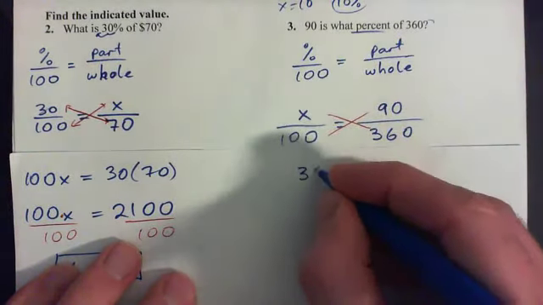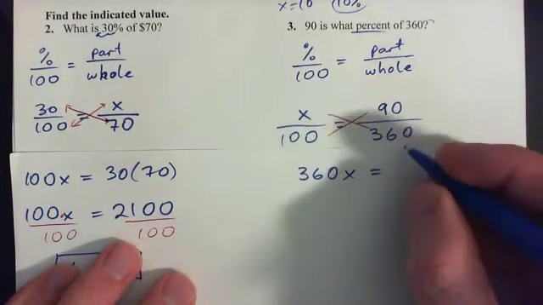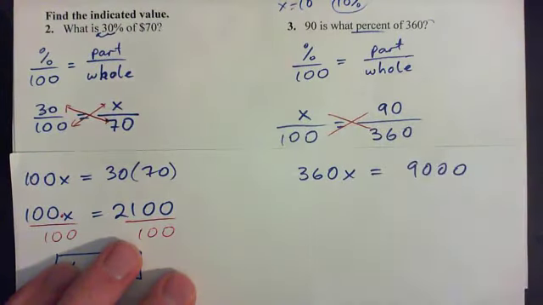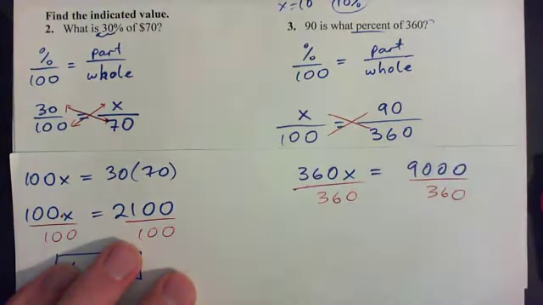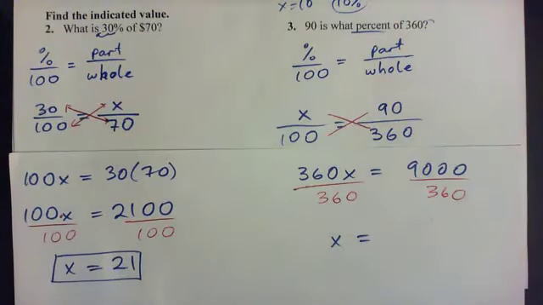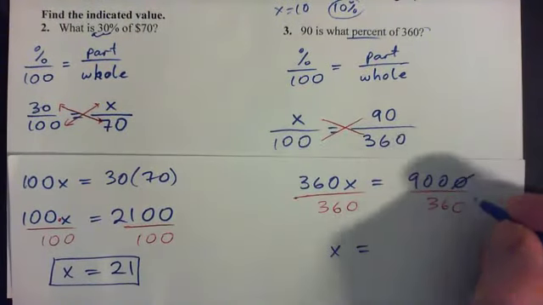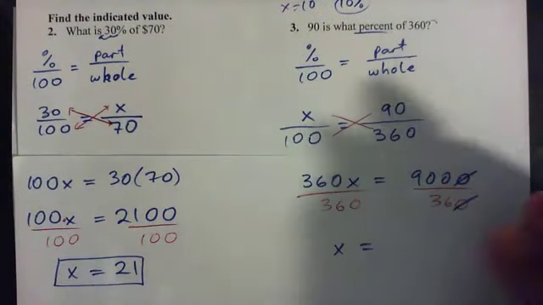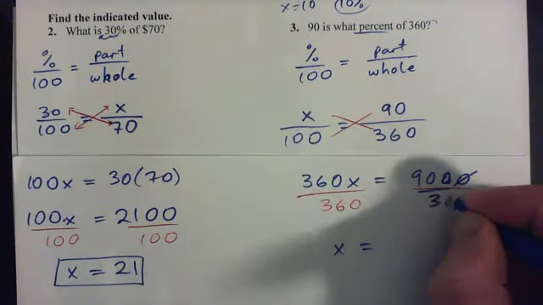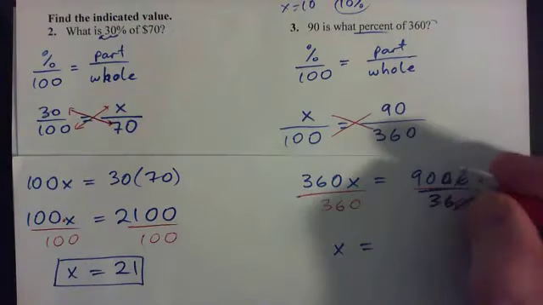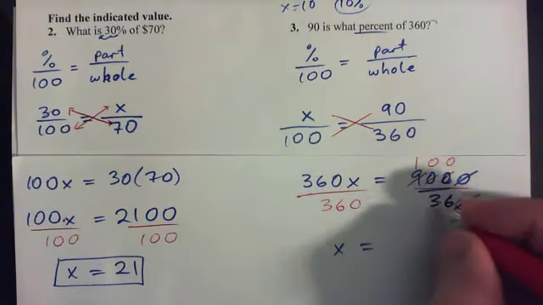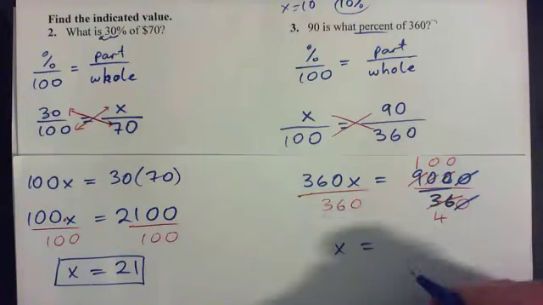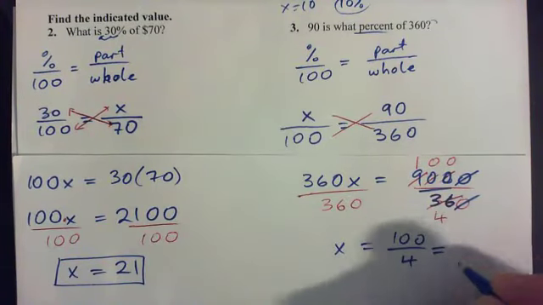360 times X equals 90 times 100, 9,000, right? Then we divide both sides by 360, and then we should be able to find X. So divide the top and bottom by 10, and we have 900 over 36. Then let's see, 9 into 9 goes once, 9 into 0 goes 0 times, 9 into 0 goes 0 times, that's 100. 9 into 36 goes 4 times. So if you break this down, you'll end up with 100 over 4, and what's that?